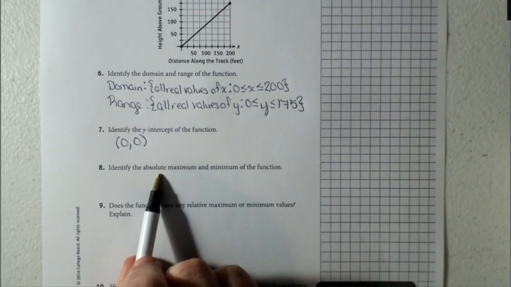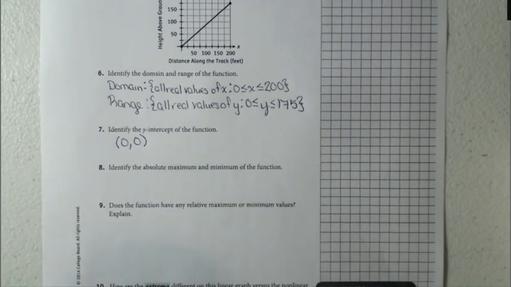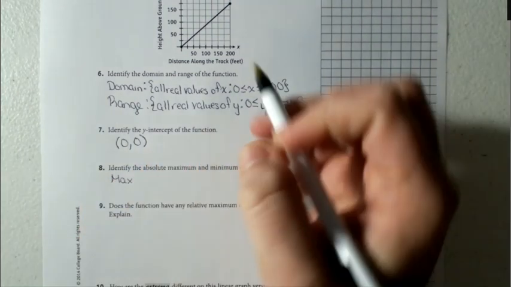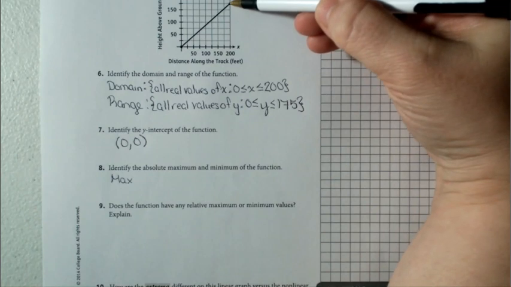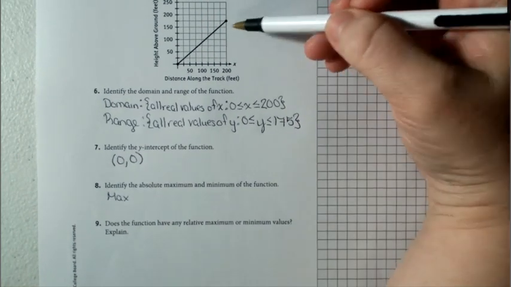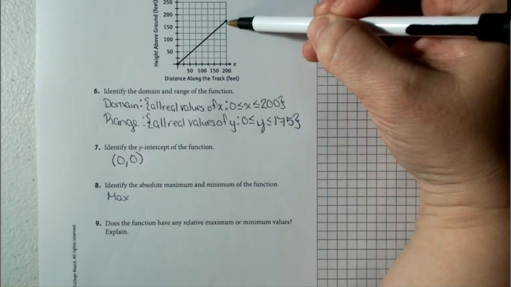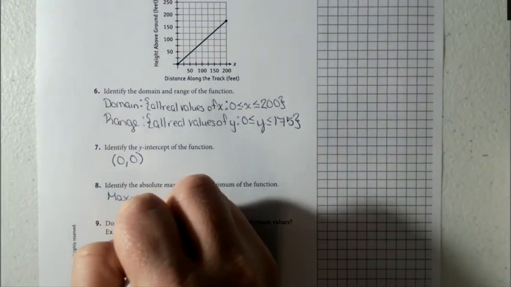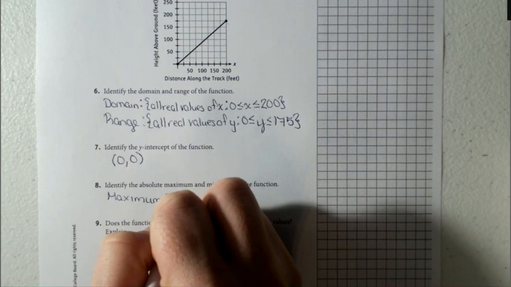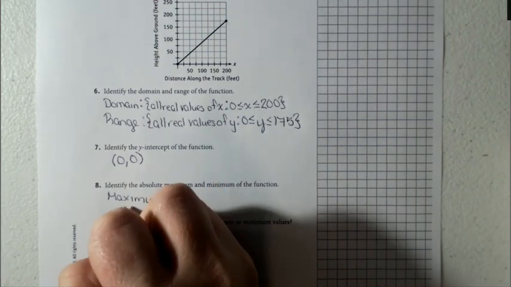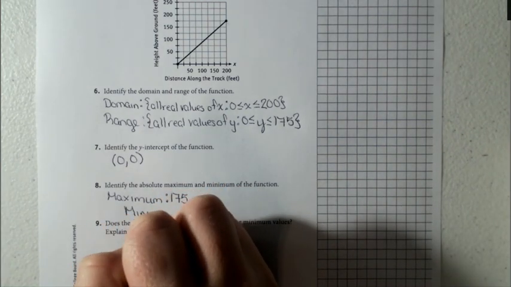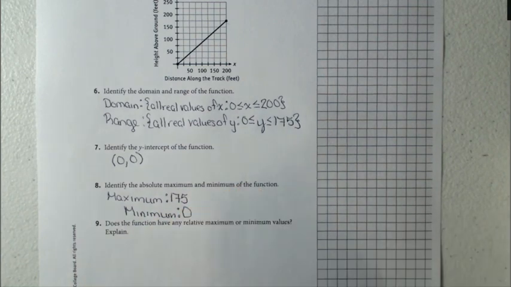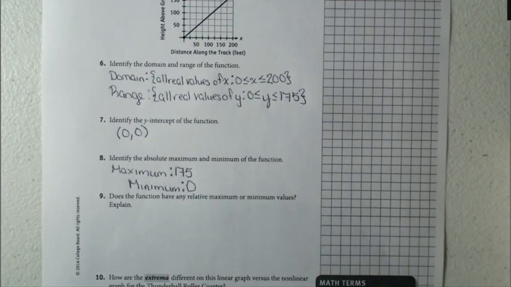Identify the absolute maximum and minimum of the function. Well, our maximum is the highest that the y value goes, and it can include our endpoints, so that would be 175. Minimum is the lowest that our y value would be, and that in this case is 0.